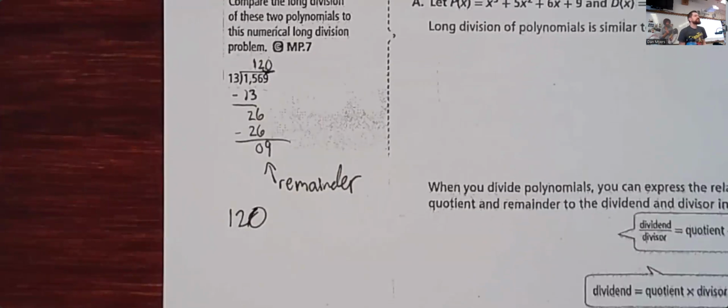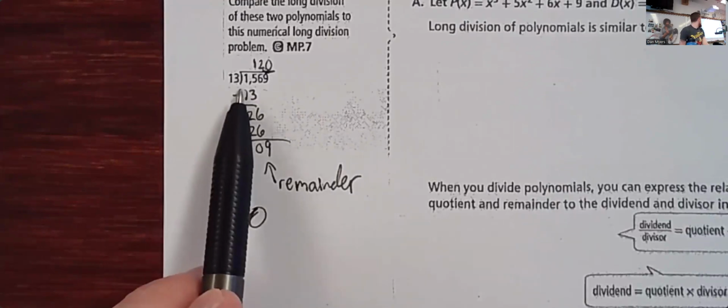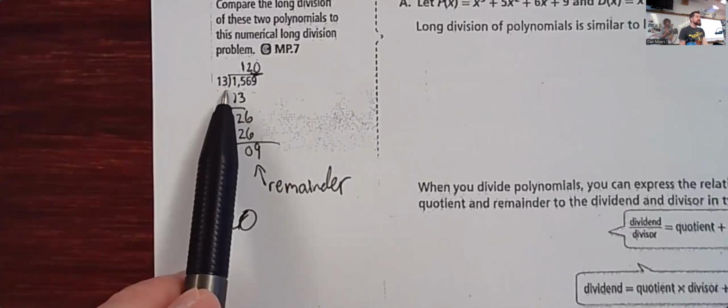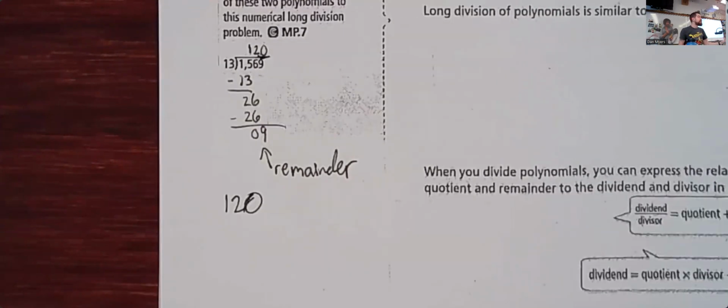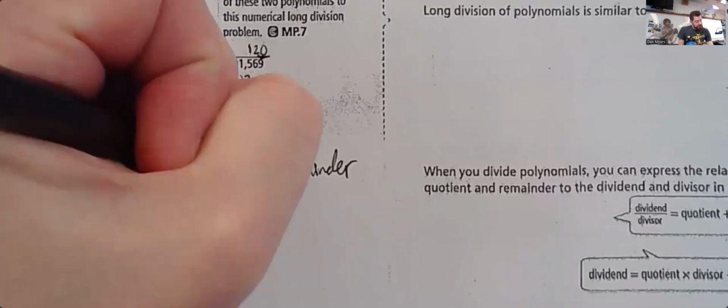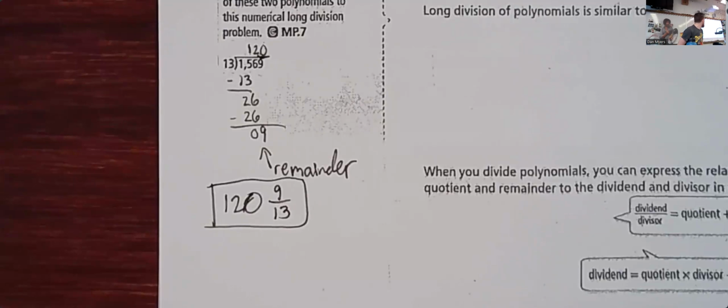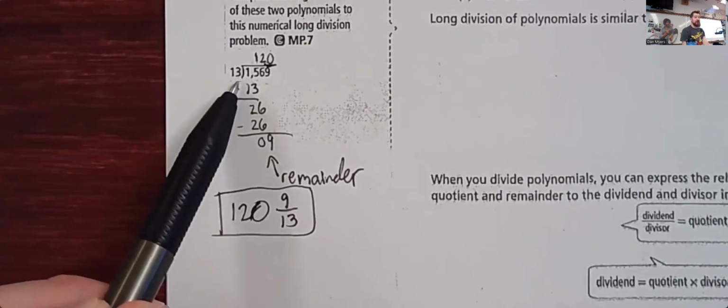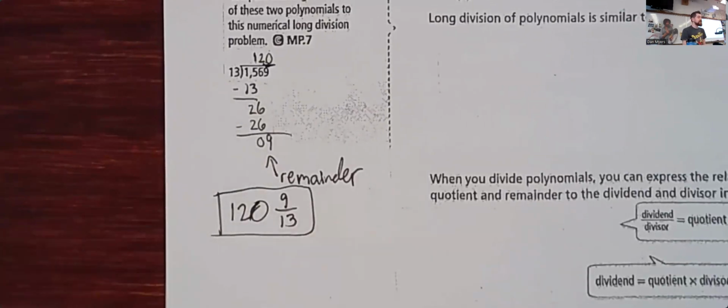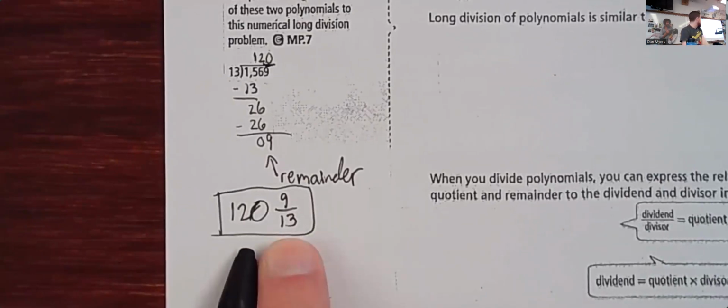how many parts make a whole with this division problem? 13. So what is the remainder actually? 9 what? 9/13. So this would be 120 and 9/13. So it is 9 out of the divisor, right? There's 9 left over out of 13 that make a whole. So 120 and 9/13.